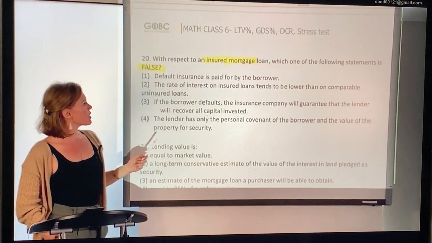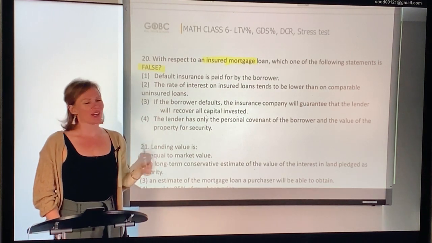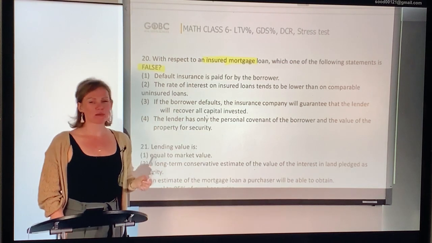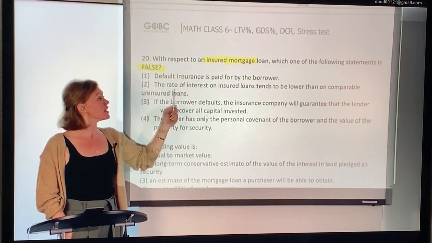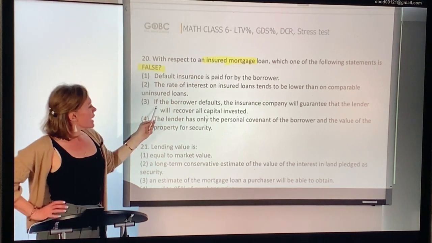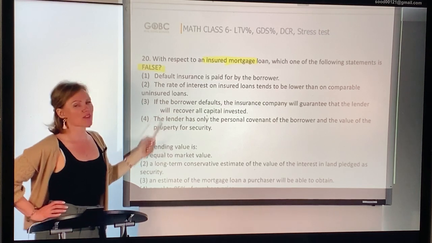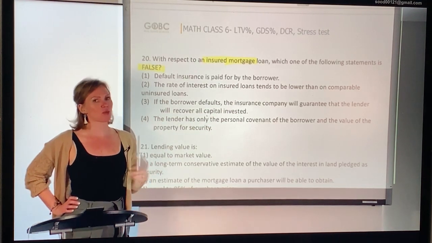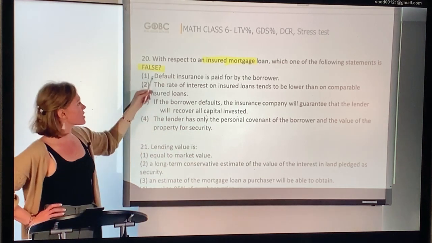Option 2, the rate of interest on insured loans tends to be lower than comparable uninsured loans. As I said, even though in real life probably not, for exam purposes sometimes insured mortgages will be at a lower rate, because the bank knows it will be covered no matter what. So let's keep it. Option 3, if the borrower defaults, the insurance company will guarantee that the lender will recover all of the capital invested. Even though it sounds strong, it's true. That's the point of the insured mortgage, because the insurer guarantees the insurance will pay the lender. So that is true. They're looking for the false statement.